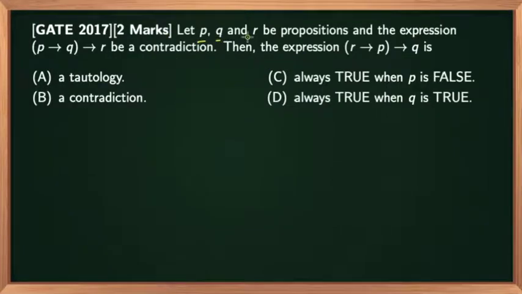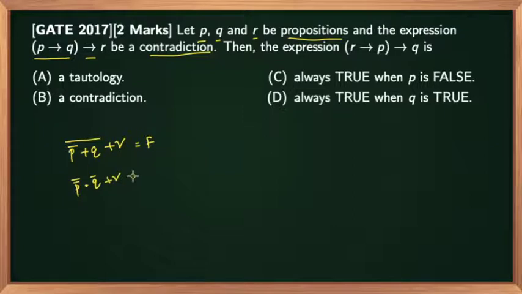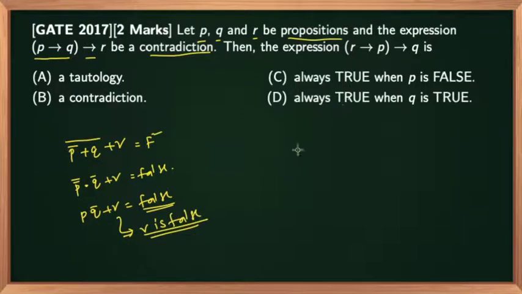Let P, Q and R be propositions and the expression P implies Q implies R is a contradiction. So it's already given that P implies Q, that is P bar plus Q, implies R, right? This is a contradiction. So this is false. So what we know is that (P bar)' into Q bar plus R is equal to false, right? So that means PQ bar plus R is equal to false, right? So what I know is that R is false. R is false. Now let's see the expression R implies P implies Q.